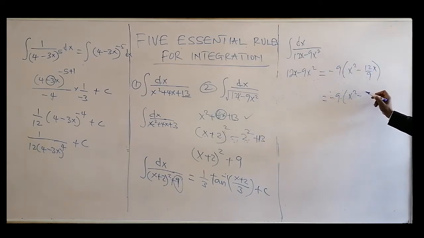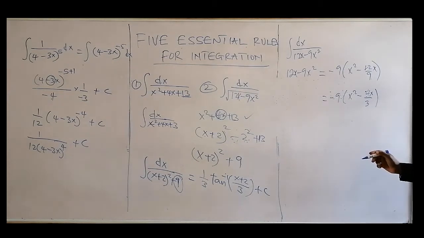Now, 3 into 12 is 4, and 3 into 9 is 3. So we have this, that's 4x over 3. So that's what we've got.